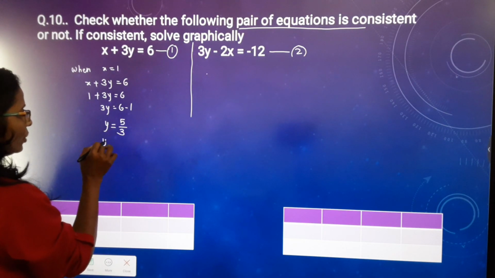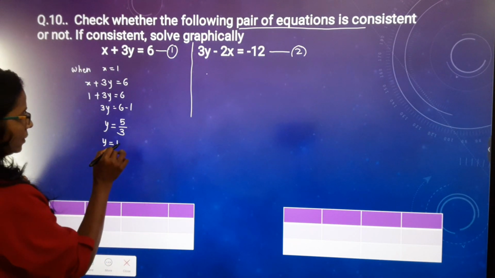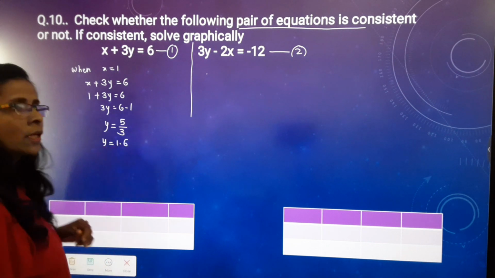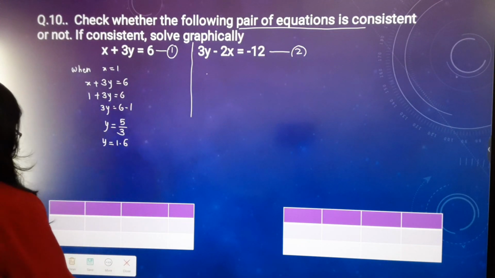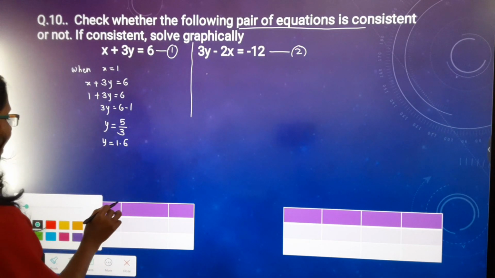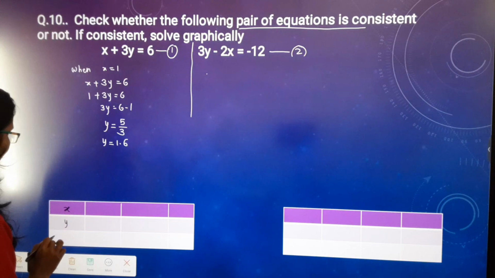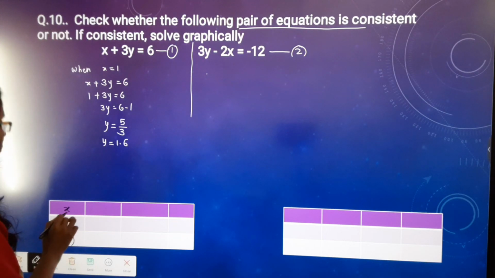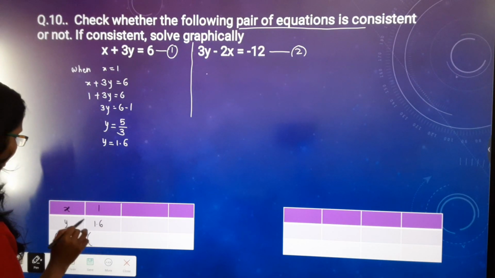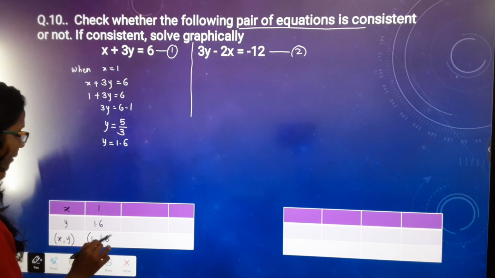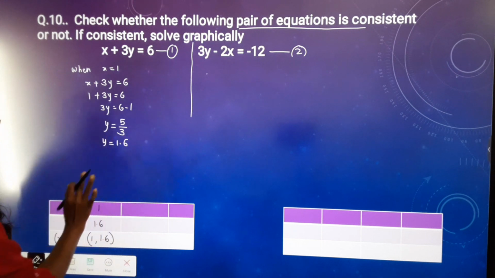So y is equal to 1.6, students. Then I write here in this box x, y and the coefficients. As the value of x is 1, then y becomes 1.6. So the coordinates are 1, 1.6.